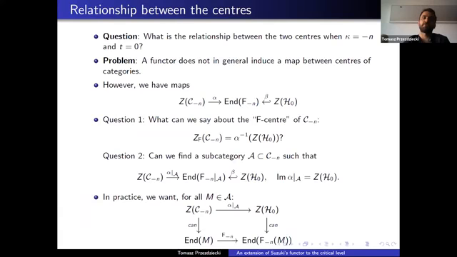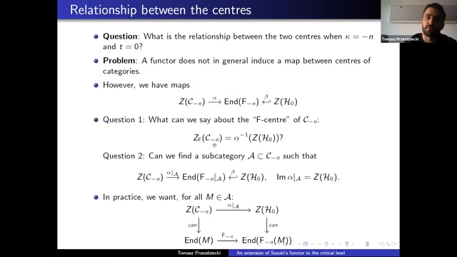Now the question is, what is the relationship between these two centers? And so in general, the problem is that the functor is not functorial, so it does not induce a map between centers of categories. However, we have a map from both centers to the endomorphism ring of the functor, and it turns out that this second map here is in fact injective. So I define this concept of an F-center of a category, which is the pre-image of this second center under alpha.